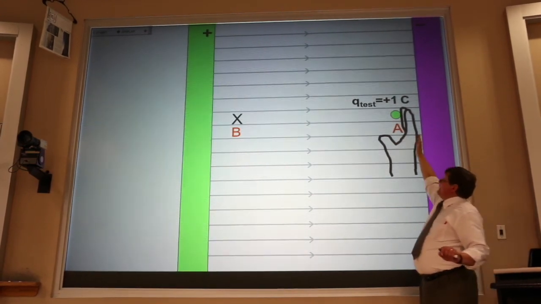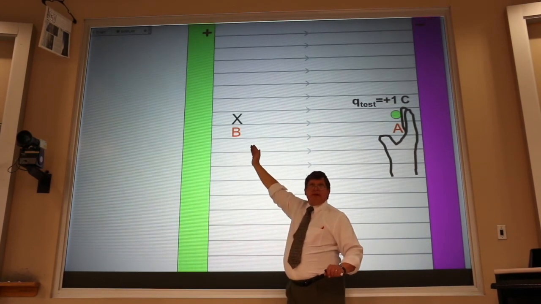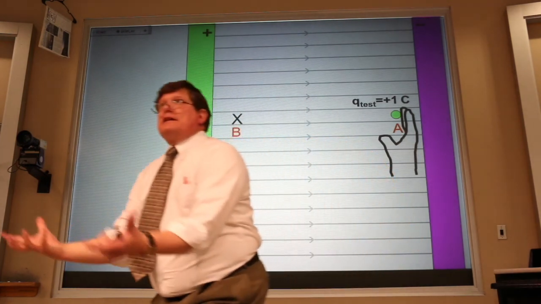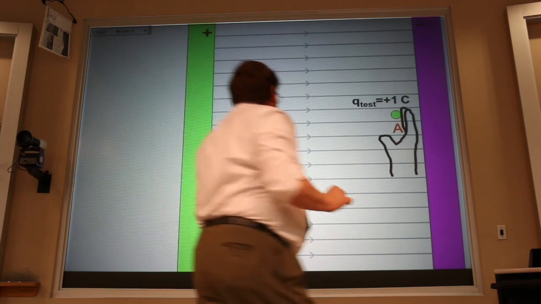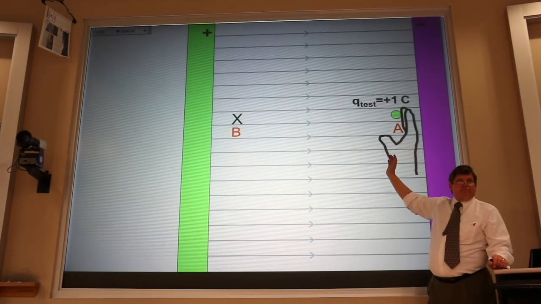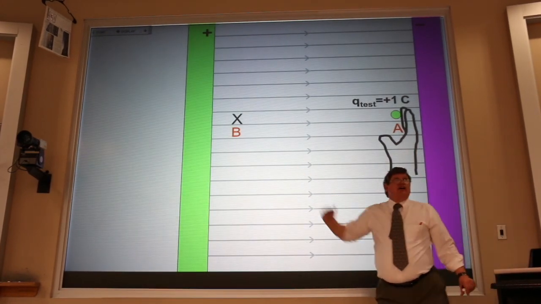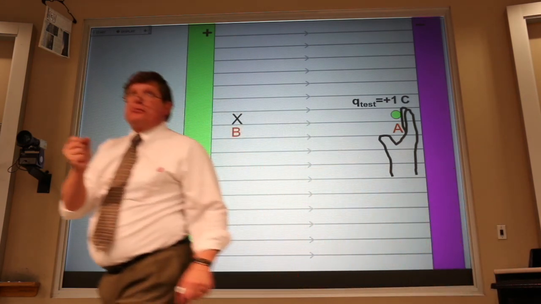Now, if this hand pushes that 1 Coulomb from A to B, it's pushing it against the electric field. Just like lifting the boulder is against the gravitational field. It's taking that 1 Coulomb where it doesn't want to be. And in the process, the hand has to do positive Verk. Now what's happening is the hand is cocking the spring. But this time it's not a gravitational spring, it's an electric spring.